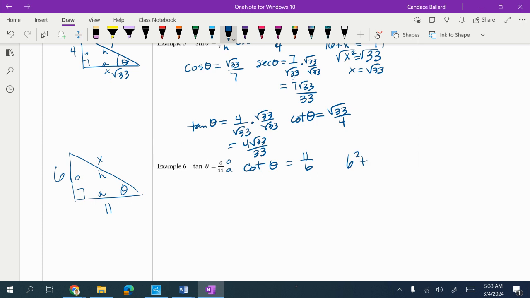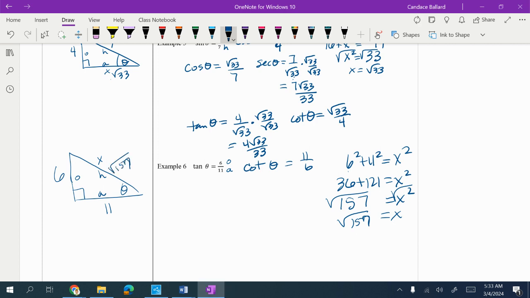So 6 squared plus 11 squared equals x squared. 6 squared is 36. 11 squared is 121. Equals x squared. Let's see, 36 plus 121 is 157. And I don't think that breaks down, so I'm just going to leave it as square root of 157. And remember, by breaks down, I'm trying to look for a square number that divides that. It's going to look weird and ugly and messy, and that's okay.